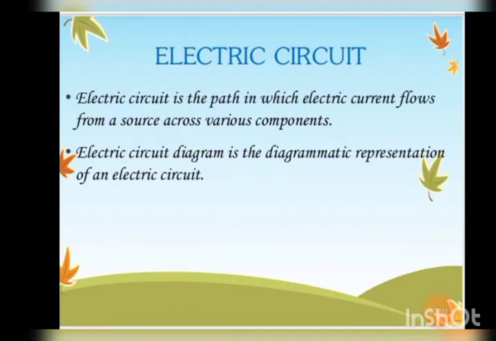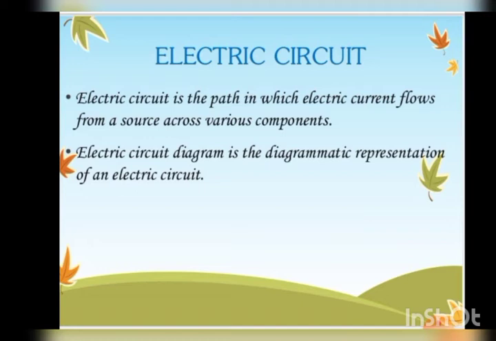Electric circuit. What is the electric circuit? Electric circuit is the path in which electric current flows from a source across various components. Now, here the source means a battery or a cell, and the components means the switch, then the wires, then holder, bulb. These are some components.